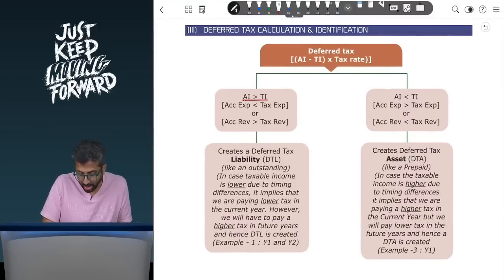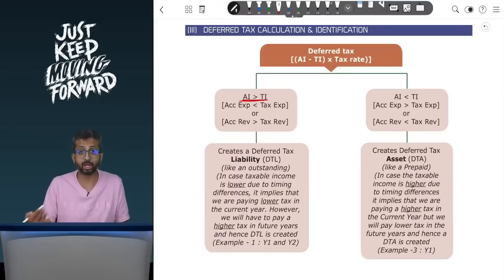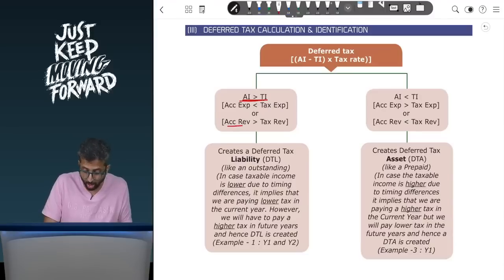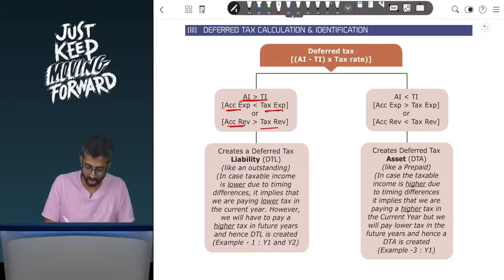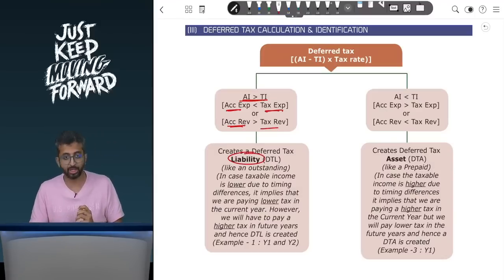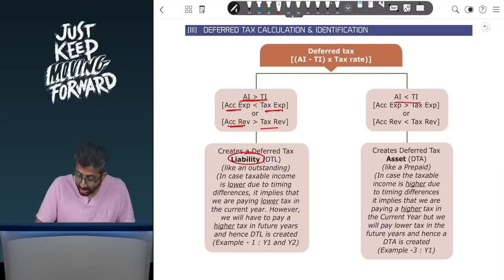So over here, accounting income is greater than taxable income. Why would that happen? Well, because maybe in accounts the revenue was more than tax, or in accounts the expenses were less than that of tax. That is when the accounting income will be greater, in which case ultimately a deferred tax liability is created. Like, for example, income tax gives you a higher tax deduction for depreciation. Or accounting income is less than taxable income. Well, taxable income is greater.